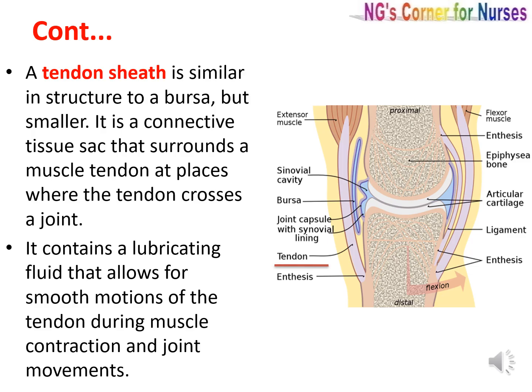Next, a tendon sheath, which is similar in structure to a bursa, but it is smaller. It is a connective tissue sac that surrounds a muscle tendon at places where the tendon crosses a joint. It contains a lubricating fluid that allows for smooth motions of the tendon during muscle contraction and joint movements.